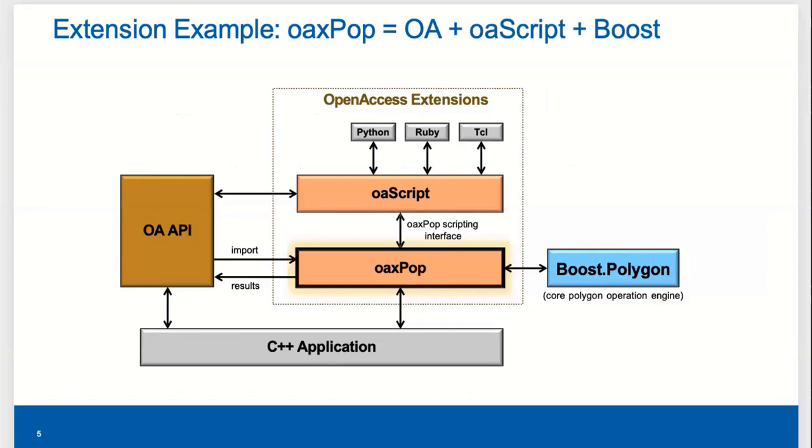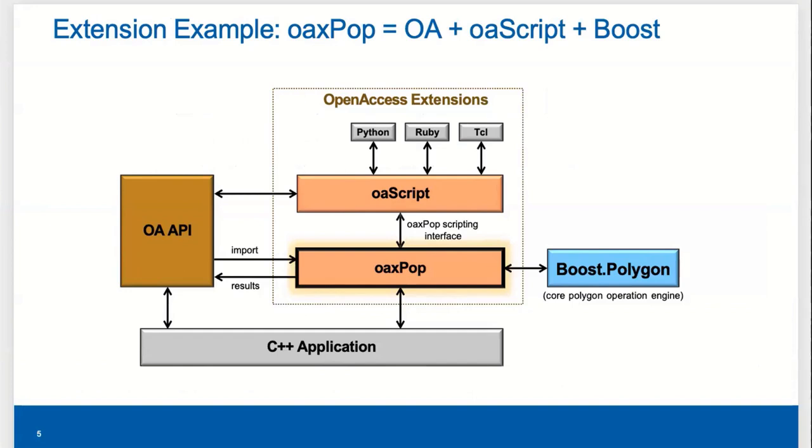Okay, so this was a screenshot of how OAX POP worked with the Open Access API. And I put this in here just to illustrate the layering approach. So on the far left side, we have the Open Access API. That stands as it is.